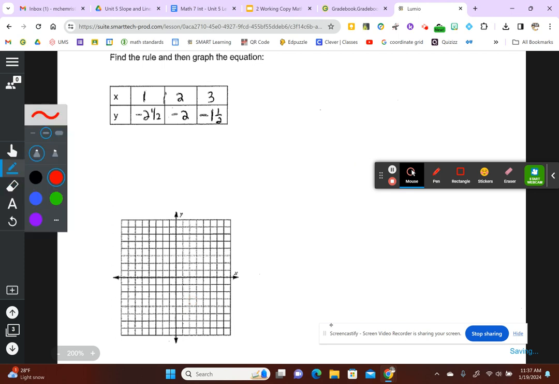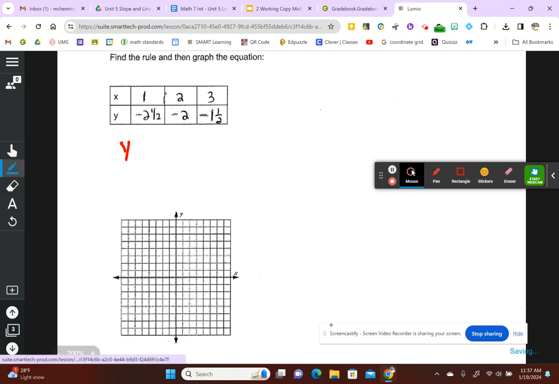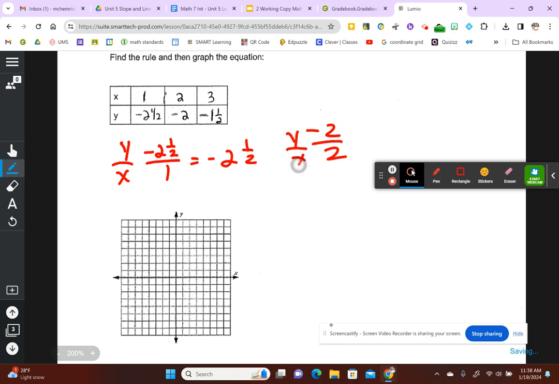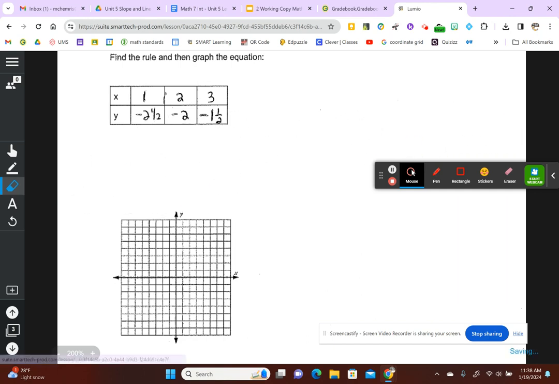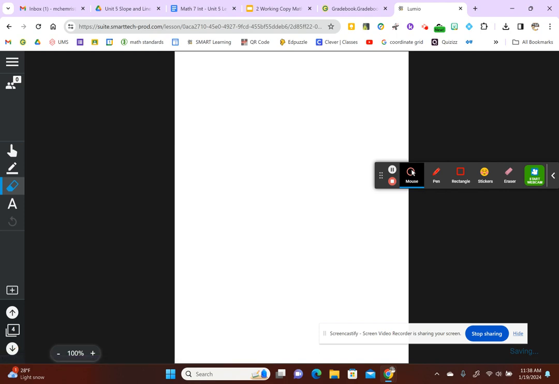Also, what I could do is say, well, if it was proportional, y over x should equal a constant. But if I do -2.5 over 1, that's -2.5. If I do -2 over 2, which is y over x, that equals -1. And if I did -1.5 over 3, that equals -1/2. So this is definitely not a proportional relationship because when you put y over x, it's not constant.